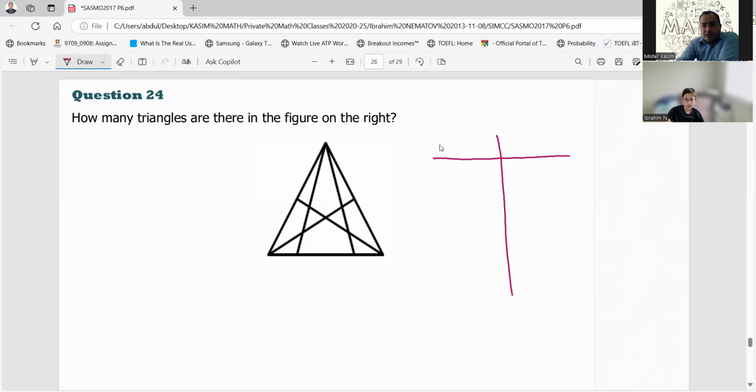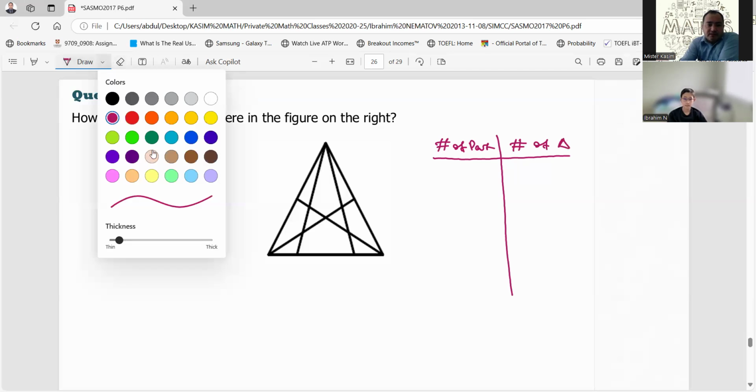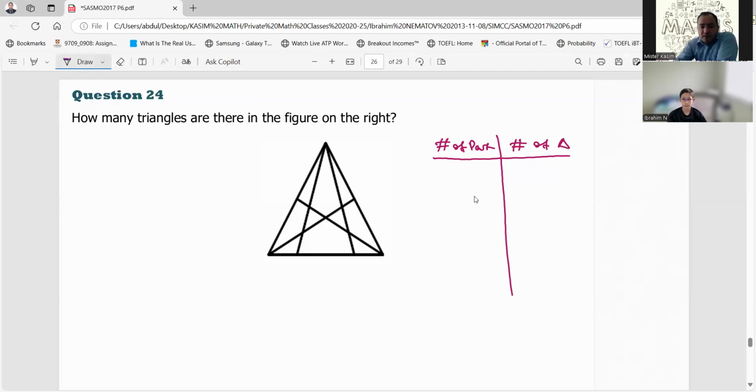And this one is number of parts and number of triangles. Okay. I think that's the faster way without confusing. And the one part, how many do we have? One, right? Two and three, four, five, six. Is that right? Yeah. So we have only six. Okay, we are done with this.